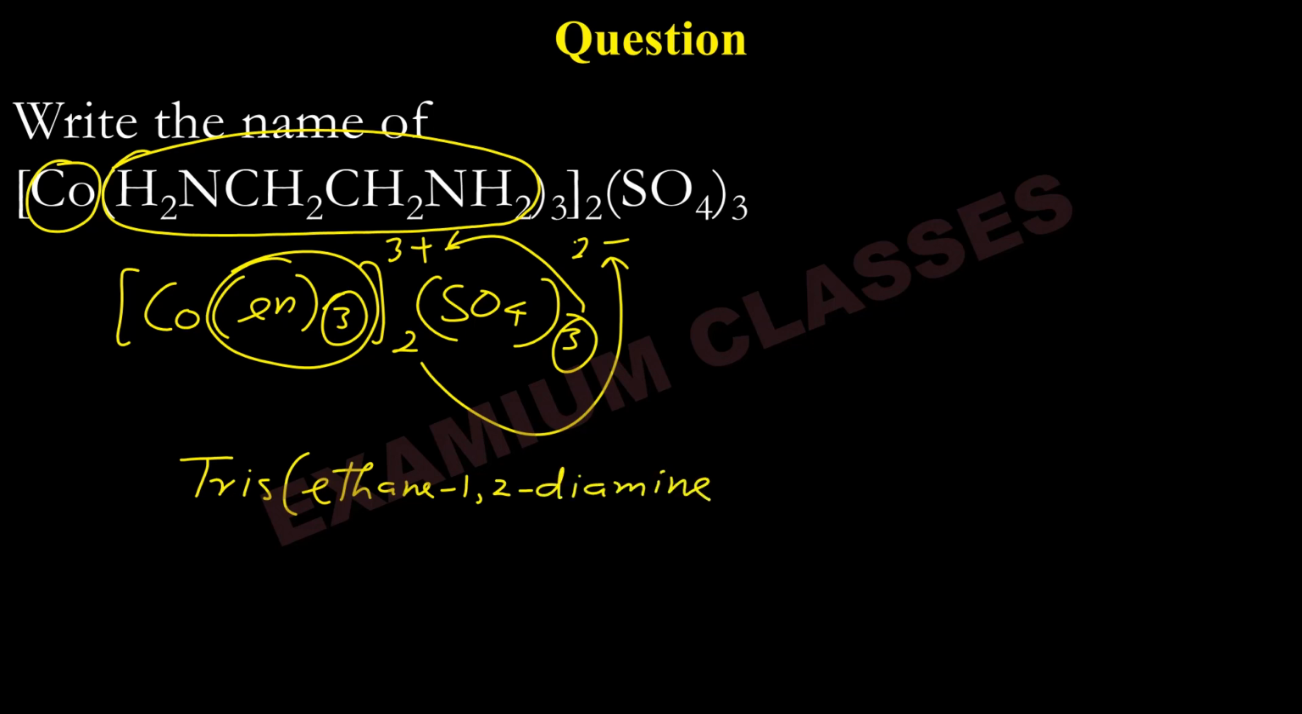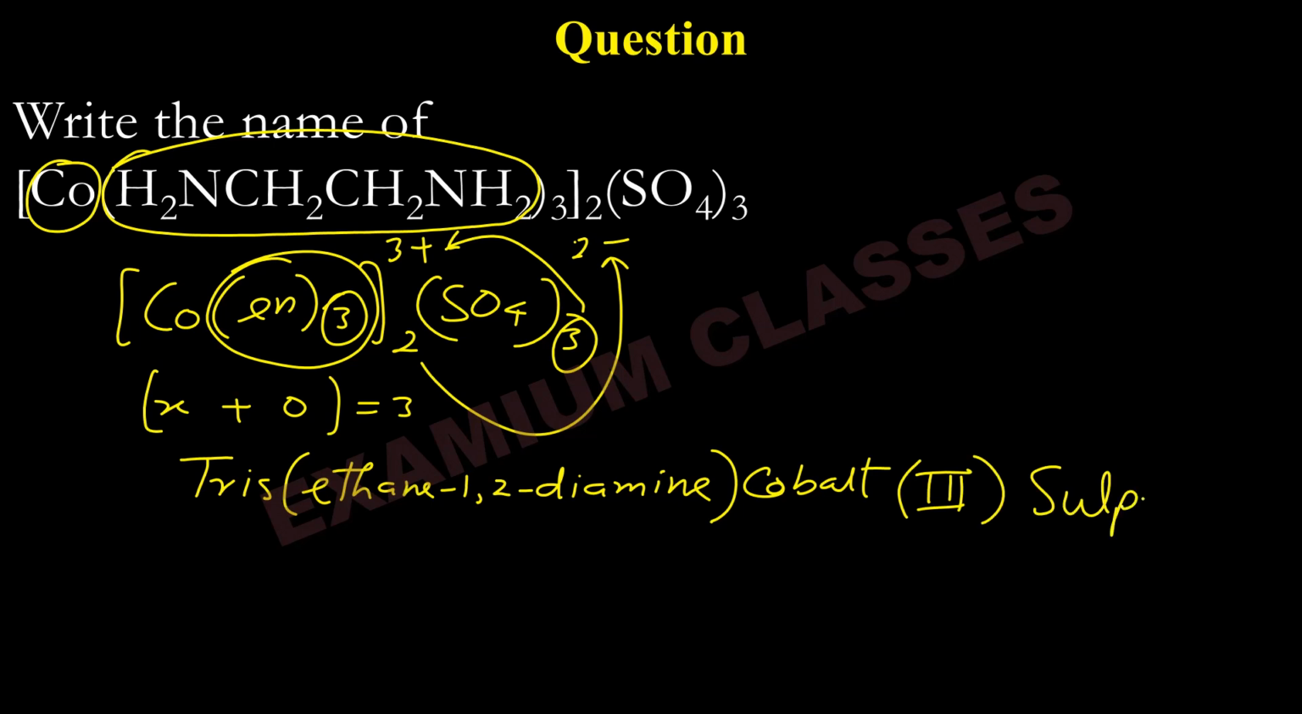Remember here I am writing a single m because it is amine. It is not NH3. Then I will write the metal, cobalt, with its oxidation state. Oxidation state, how did I get it? x, and en is neutral, 0, equals 3. So x is 3. Then sulfate, and I have told you that whatever is outside, you will not write how many these are. This is the answer.